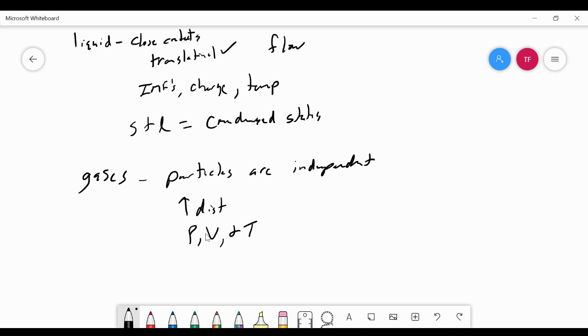But if we expand the gas, then that puts particles farther apart and the particles are more independent of one another. There is minimal attraction between the particles of a gas. And because of this, there is no definite volume to a gas. The particles are independent to move wherever they want, and there's no definite shape to a gas. Because, again, the particles are not attracting each other, so they can move independently of one another.